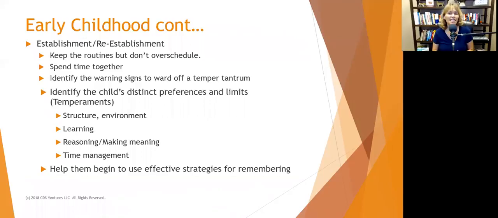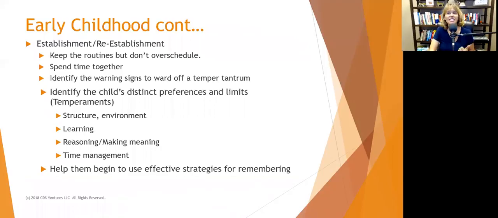Make sure to spend time together. At this age, they're in school all day long, they come home, you've been at work all day long, you're exhausted, but it's important to be able to carve out time each evening to spend time with the child and connecting. Help parents identify warning signs to ward off temper tantrums. Identify those signs that your child is about to melt down so you can help the child learn to identify those and take appropriate action.